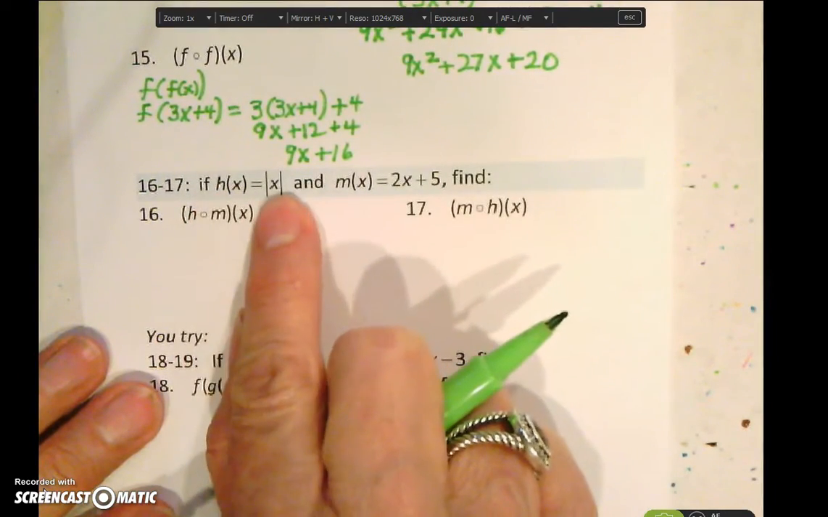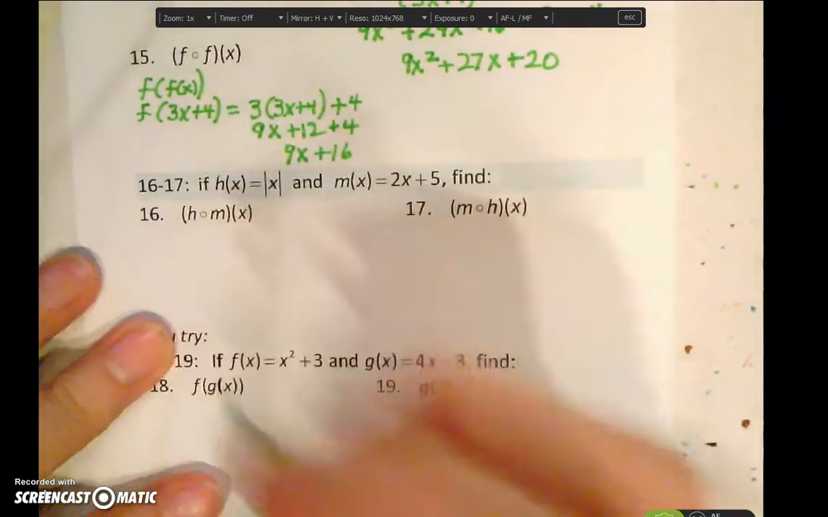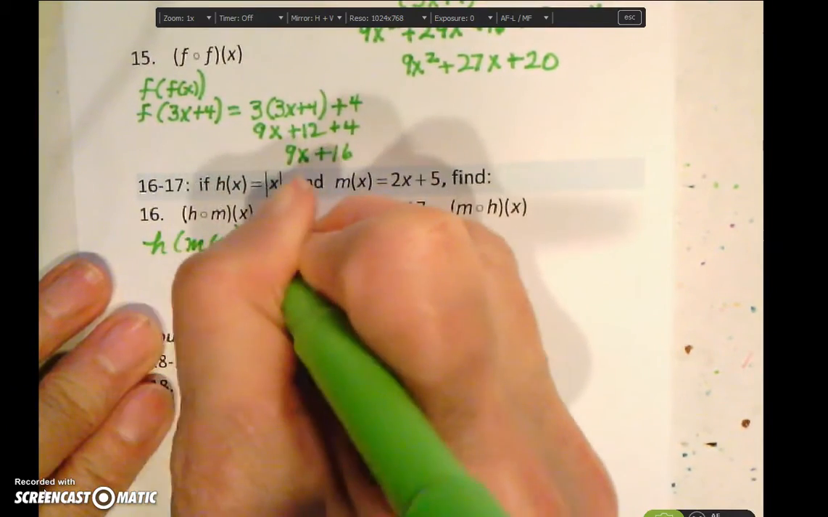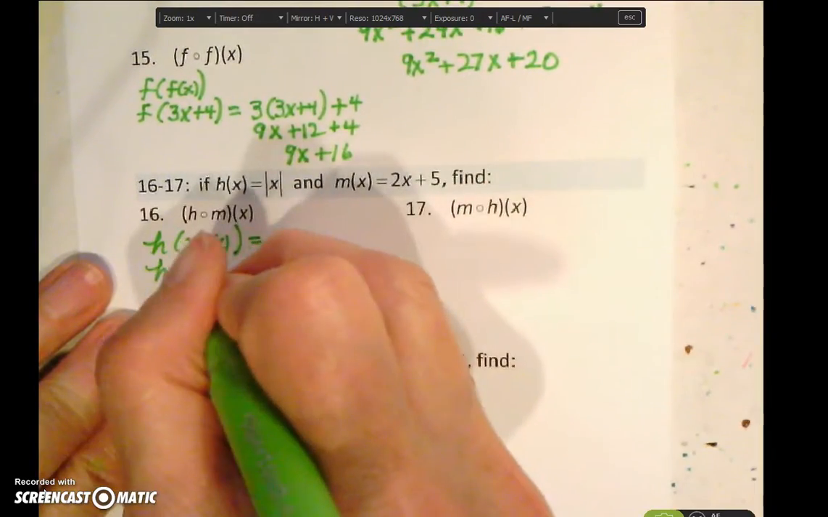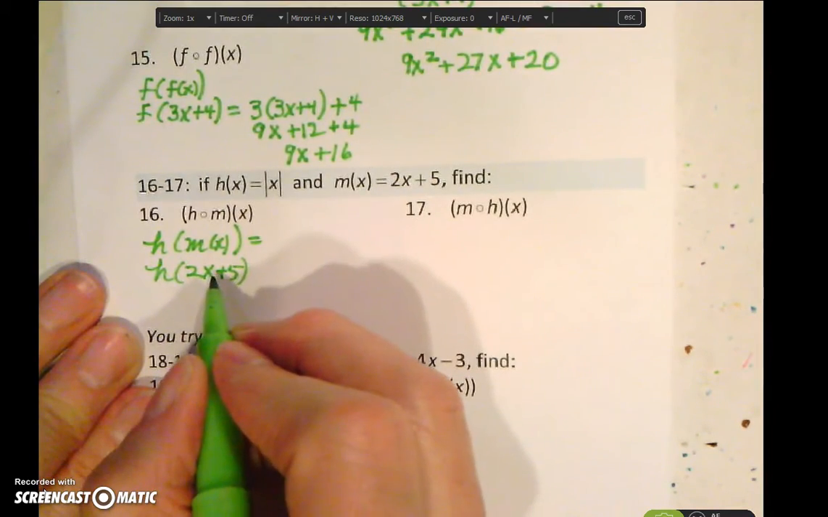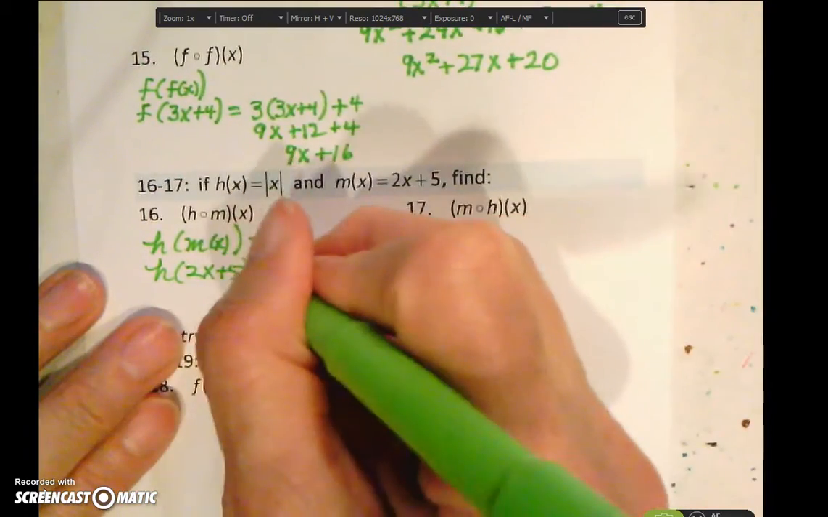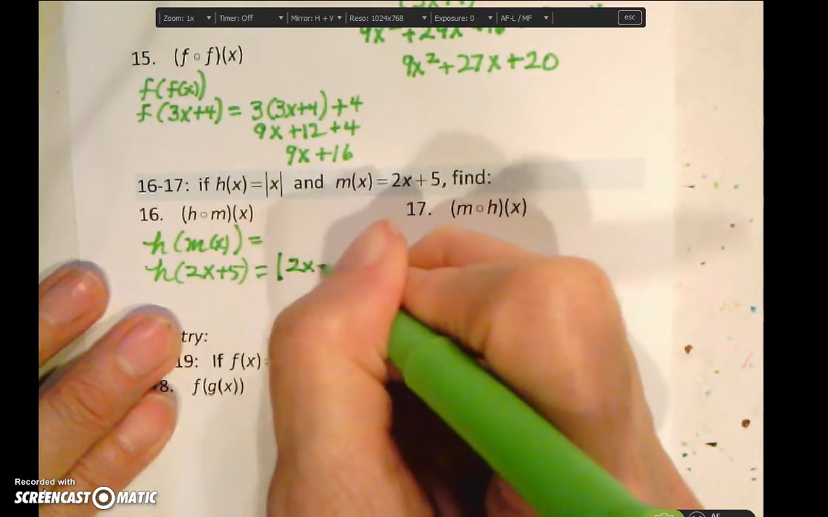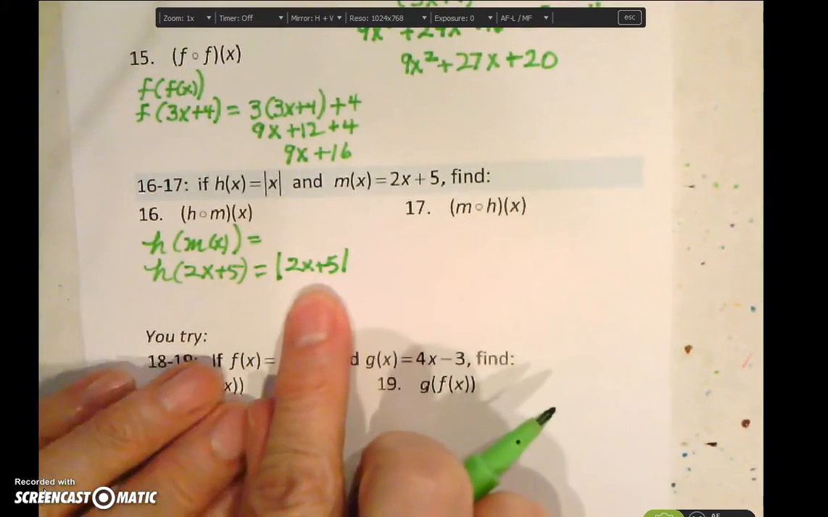h of x is the absolute value of x, and m of x is 2x plus 5. So we want to find h of m of x. So m of x then is 2x plus 5. So we're going to do h of 2x plus 5. So we take 2x plus 5, plug it into the h function, which is an absolute value. So I have absolute value, so I'll put this in there for the x, 2x plus 5. And there's nothing else we can do to it, so that's my answer.